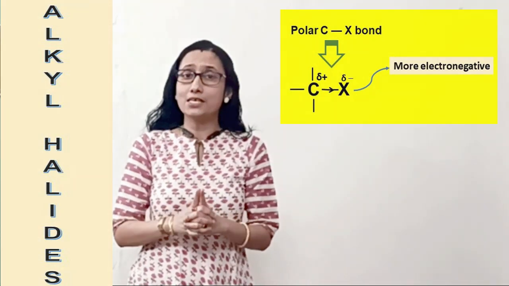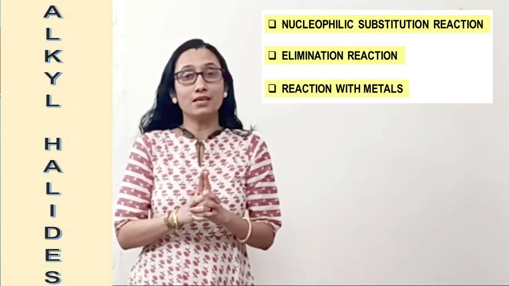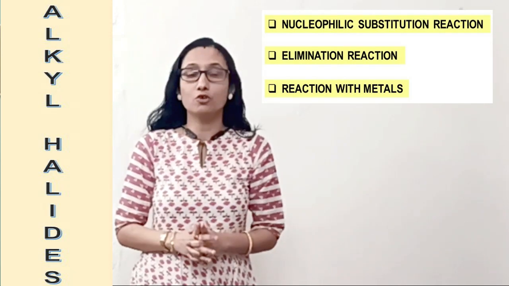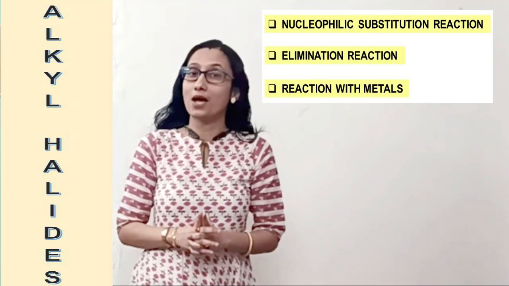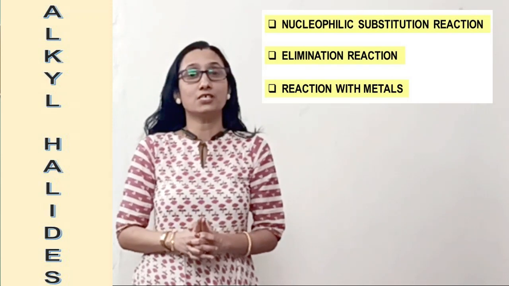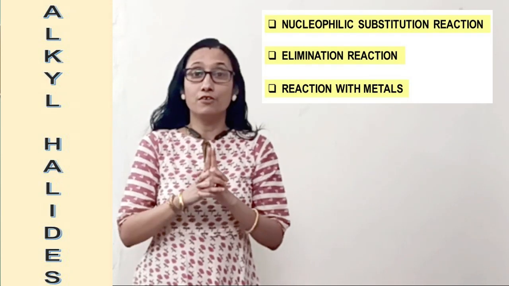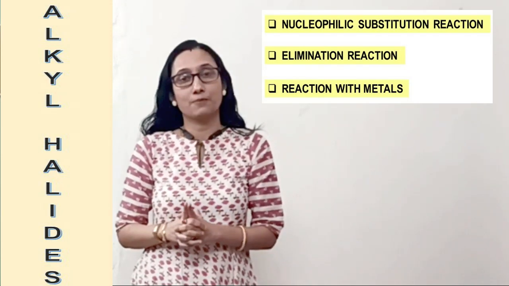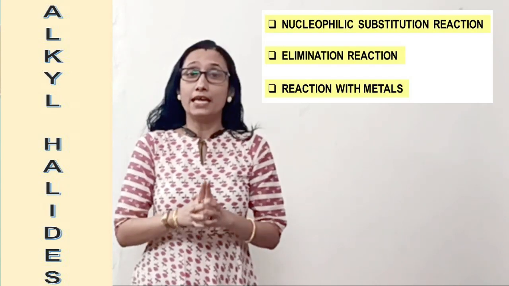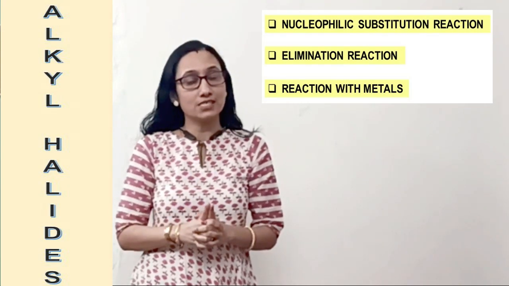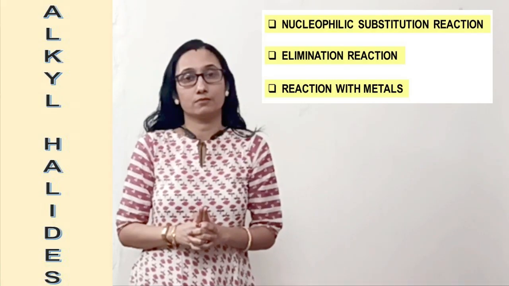So we can classify the reactions of haloalkanes into three main categories. The first one, nucleophilic substitution reaction. Second one, elimination reactions. And the third one, reaction with metals. Now we will study each one of these reactions step by step.